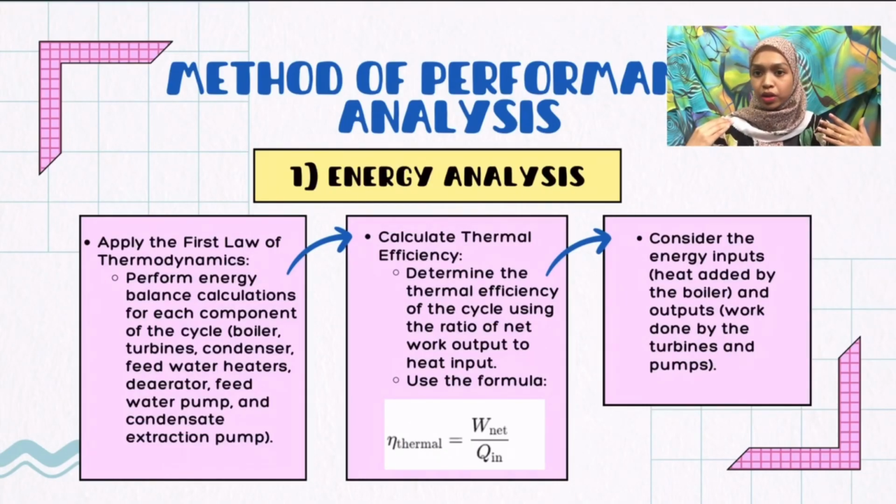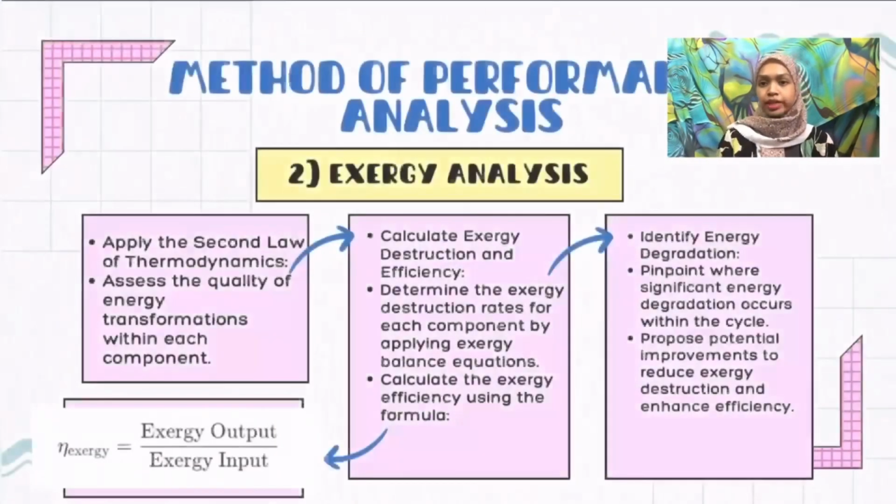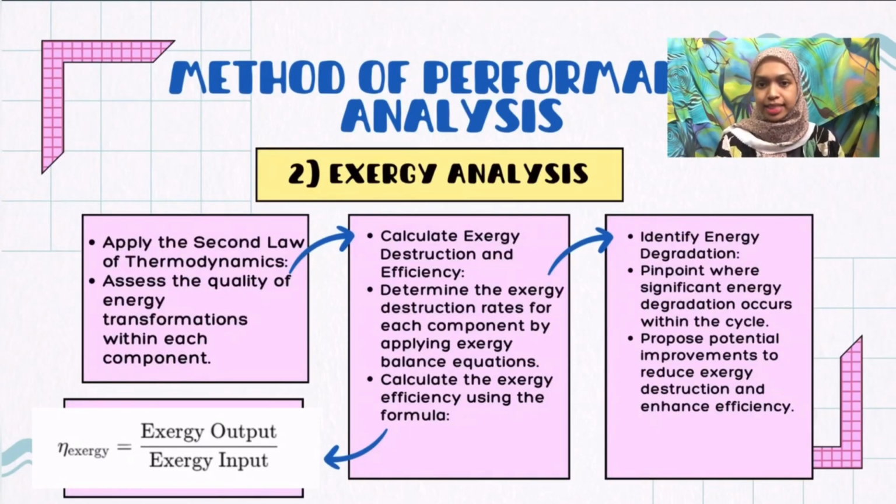So we need to calculate thermal efficiency. Determine the thermal efficiency of the cycle using the ratio of net work output to heat input. This is the formula: W_net divided by Q_in. So we need to consider the energy inputs, heat added by the boiler, and output work done by the turbine and pumps. Second is exergy analysis.